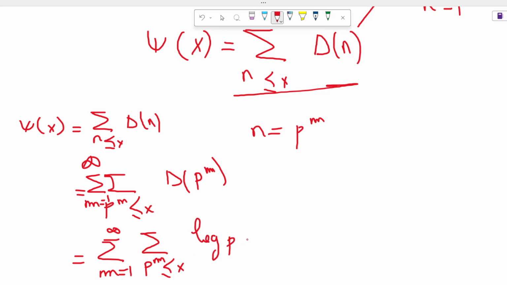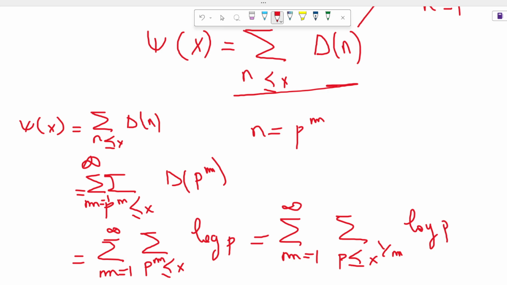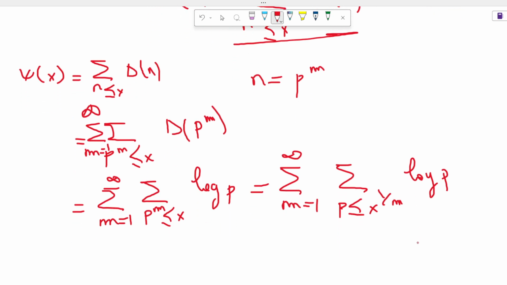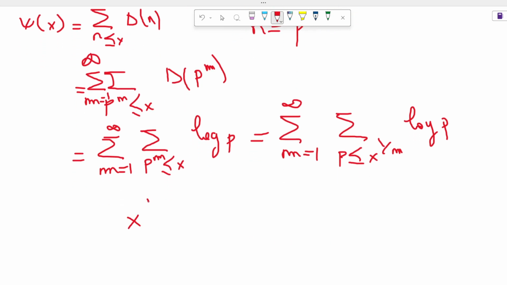And you can notice something. First of all, let's do something very clever. We're going to rewrite this way. We're going to say that p is less than or equal to x to the power 1 over m of the log of p. So something very important that you need to notice is that at a certain point, this sum becomes empty. Because when does that happen? This happens when x to the power 1 over m is strictly less than 2. Why? Because there are no primes less than 2.